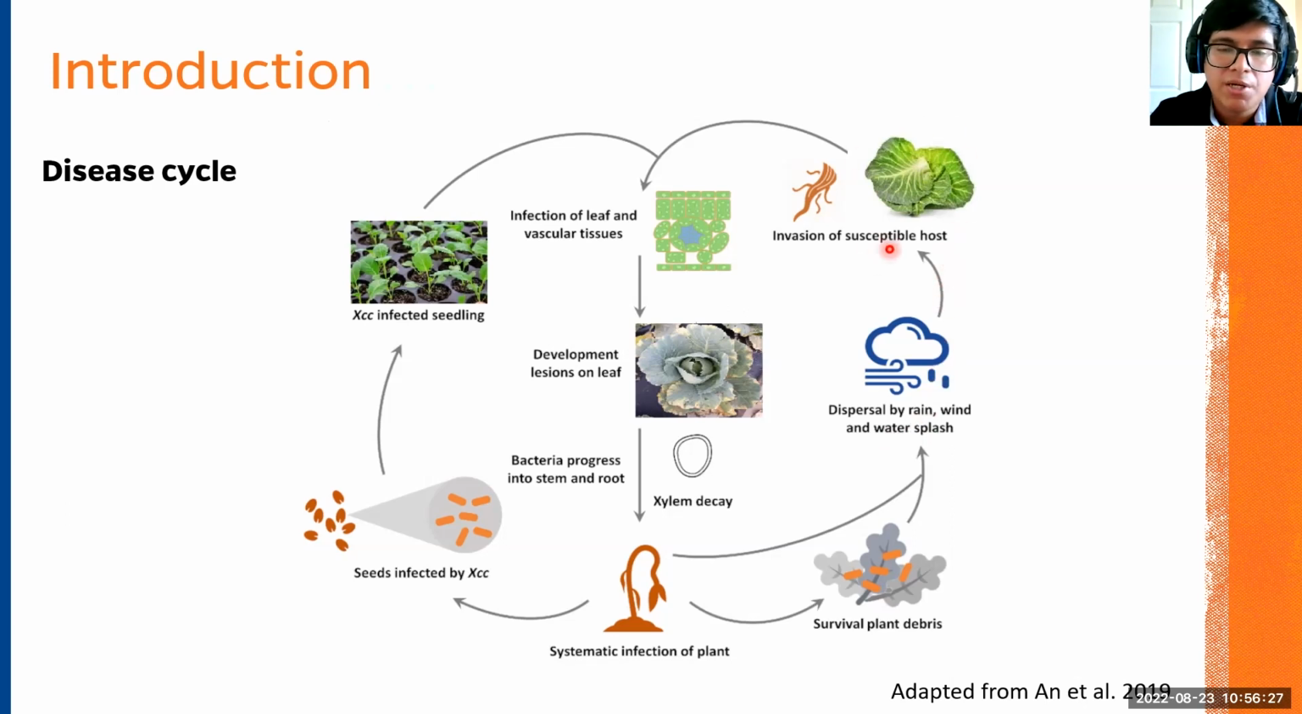Once in the host, the bacteria enter the plant through natural openings located on the margin of the leaves, which are called hydathodes. After that, it starts infecting and colonizing the leaf and vascular tissue systemically. Around 14 days after the infection, we look at the development of lesions on the leaf, and afterwards, the bacteria go into the stem and the roots, and we can see xylem decay.